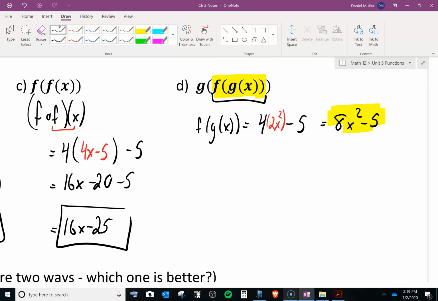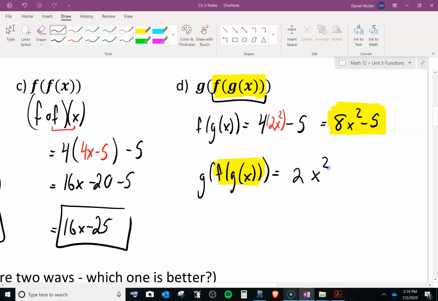So now we can take g. Now I'm actually going to do all of this. I'm just going to write down the title, the question again. So now you're going to start with, this is our input we have right here. So you can start with g. Now g is 2x squared, and then for your x, you're going to have this input, 8x squared minus 5.